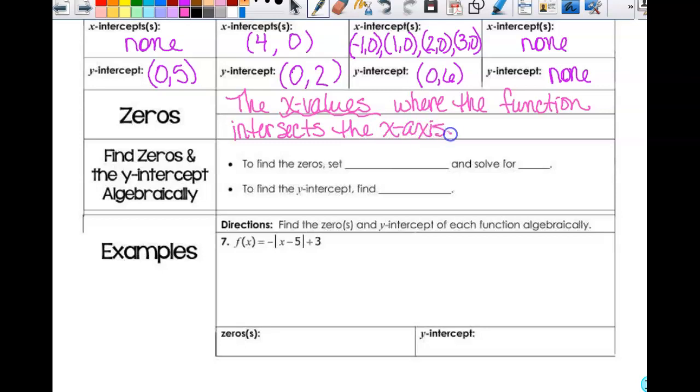So if you're asked for the zeros, it's not an ordered pair. It is a set of x values. So it's a different type of answer. So when you read the question, make sure that you know how you're supposed to answer it.